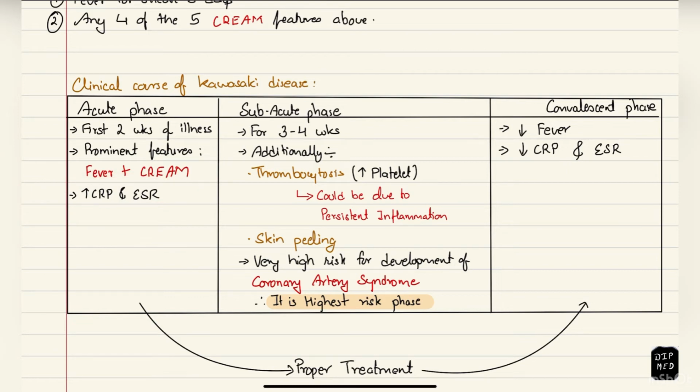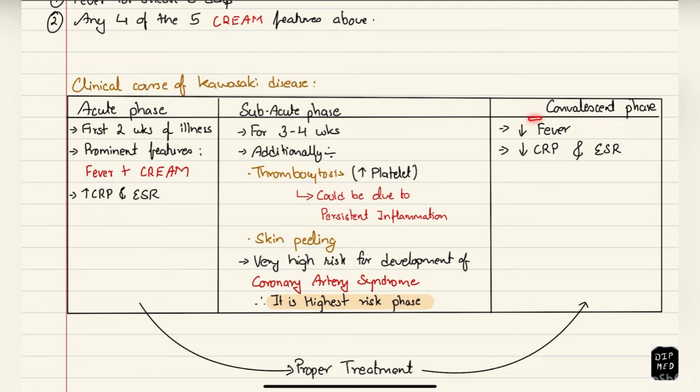If no treatment is given in this phase, then the patient will progress to the subacute phase, which is for 3 to 4 weeks. And in this phase, along with the features of fever and CREAM, there will be additionally thrombocytosis, that is increase in platelets, which could be due to persistent inflammation, and there can also be skin peeling. Patients at this stage are at very high risk for development of coronary artery syndrome. Hence, this is the highest risk phase.